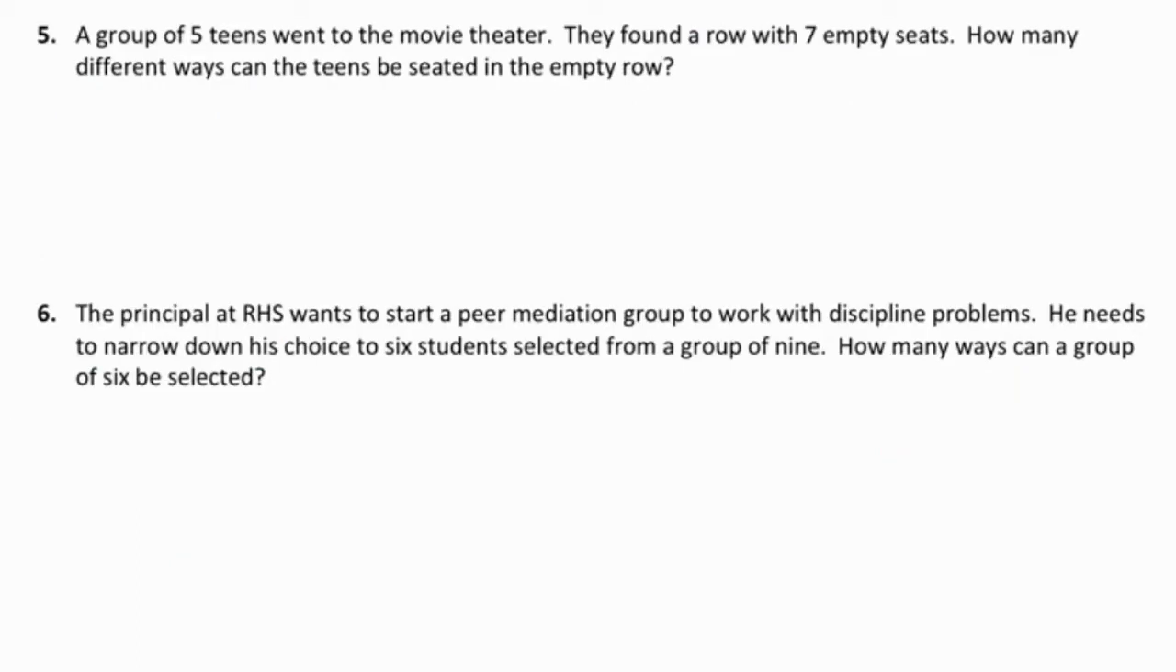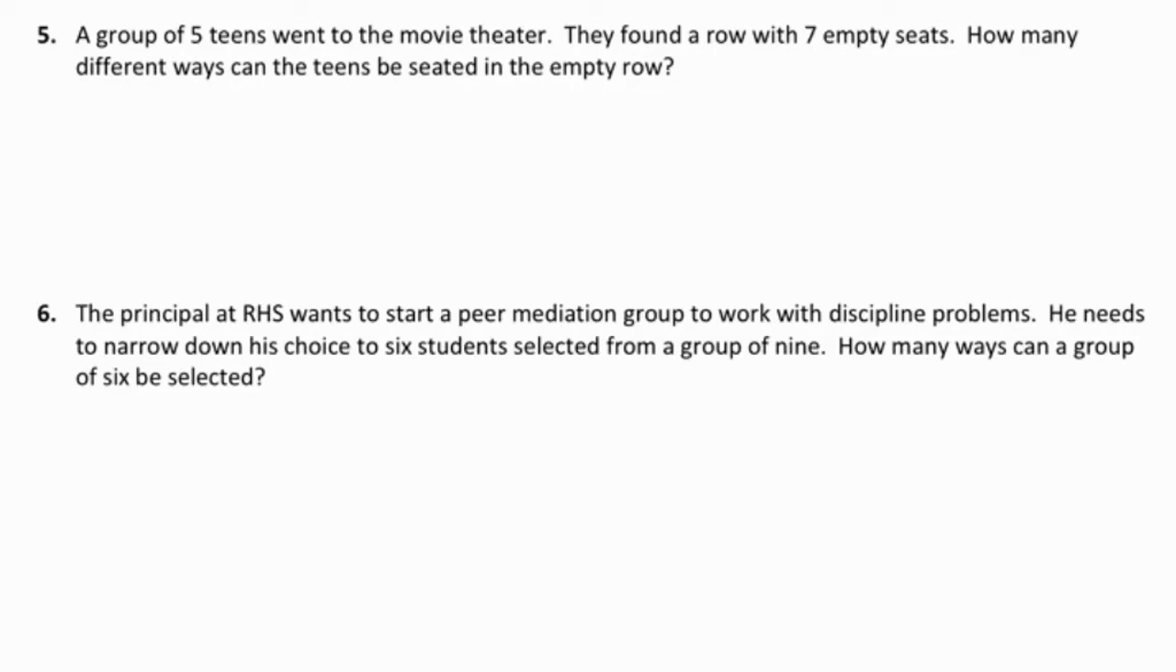Okay, and lastly, on our last two examples, we're going to be dealing with a real-life example of either a permutation or combination. So the easy part of this is going to figure out if it's a permutation or combination and then plugging in what I know. So on number 5, it says, a group of 5 teens went to a movie theater. They found a row of 7 empty seats. How many different ways can the teens be seated inside the empty row?